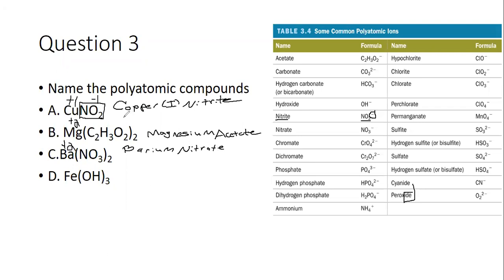While if I'm working with copper, copper can be 1 or it could be 2. So if I just said to a scientist, I'm working with copper nitrate, they don't know if I'm working with copper 1 or copper 2 if I don't say the Roman numeral. So that's why we need to say the Roman numeral to tell people what we're working with.